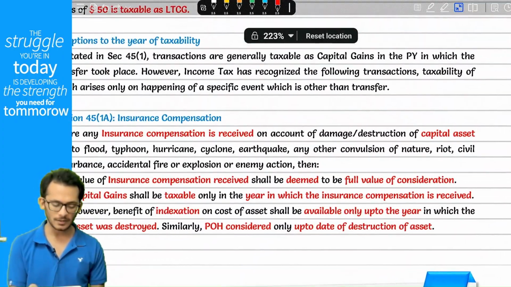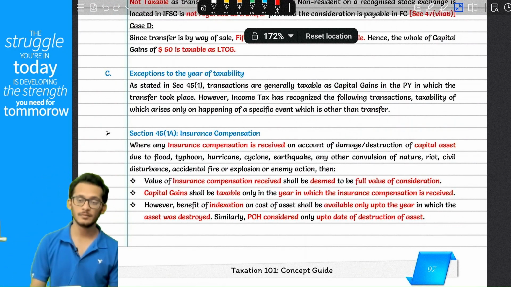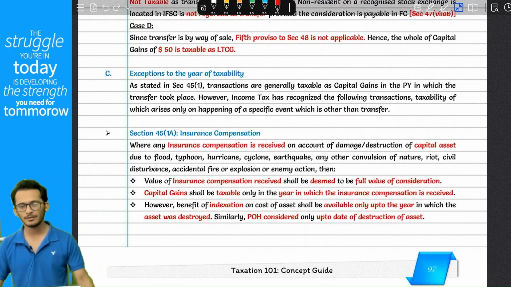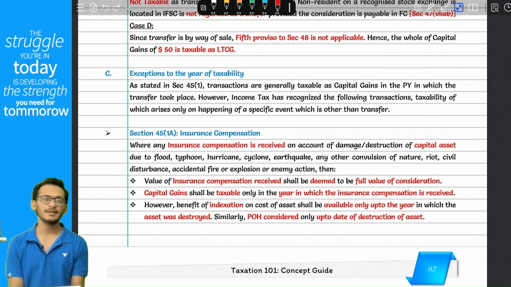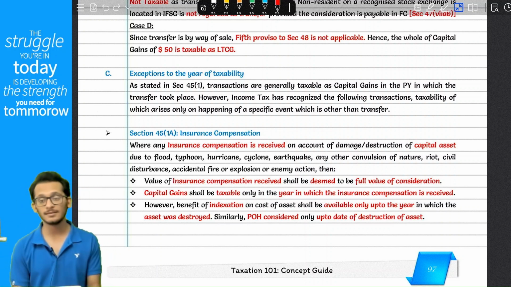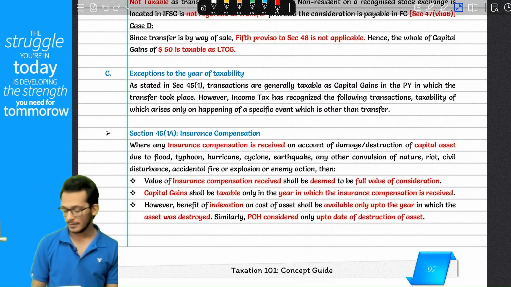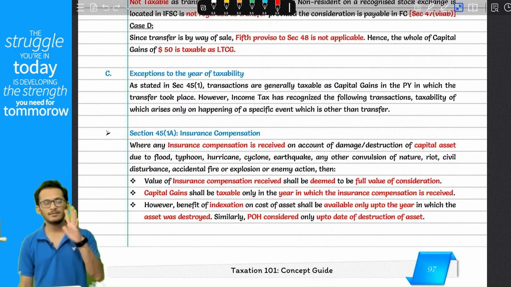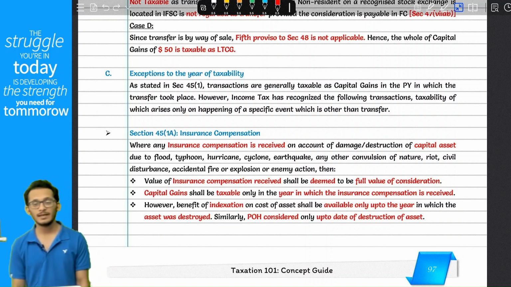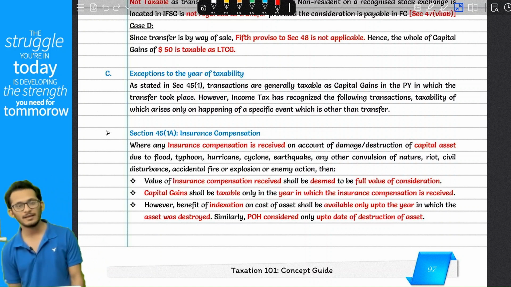Moving on to the next topic, called exceptions to the year of transferability. Income tax says that generally capital gains are taxable in the year in which the transfer takes place. However, I am telling five scenarios where it will not be taxable in the year in which the transfer takes place, but will be taxable in the subsequent years.